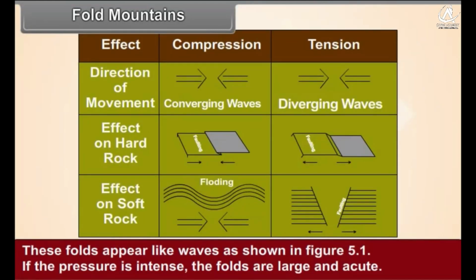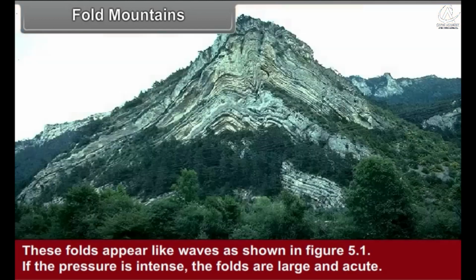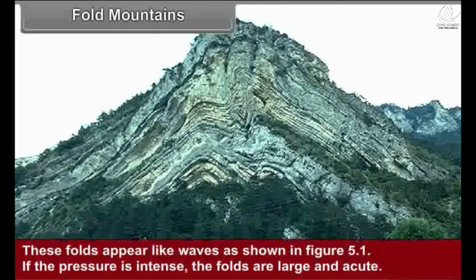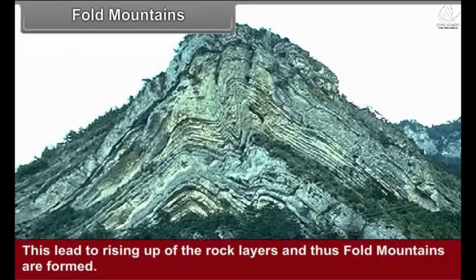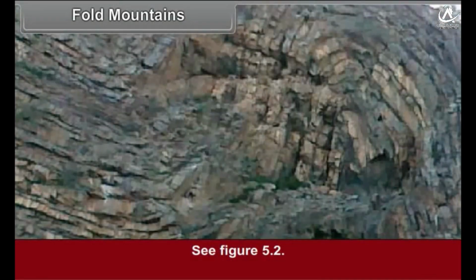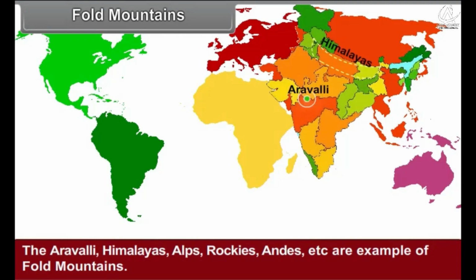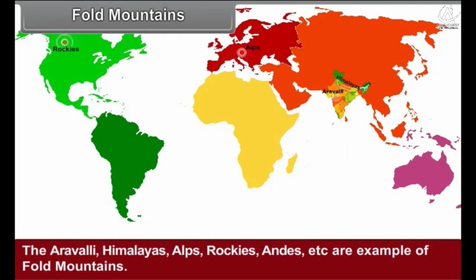These folds appear like waves as shown in figure 5.1. If the pressure is intense, the folds are large and acute. This leads to raising up of rock layers and thus fold mountains are formed. See figure 5.2. The Aravalli, Himalayas, Alps, Rockies, Andes, etc. are examples of fold mountains.